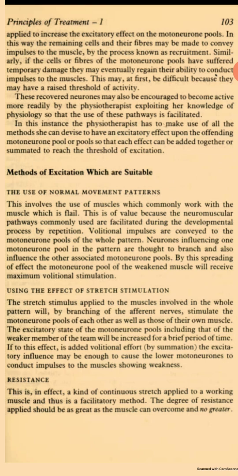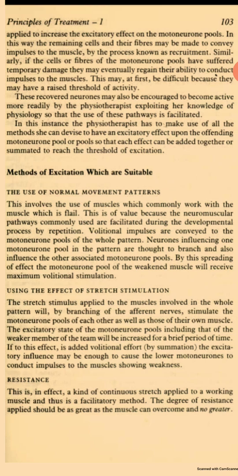Methods of excitation which are suitable: the use of normal movement patterns. This involves the use of muscles which commonly work with the muscle which is flail. This is of value because the neuromuscular pathways commonly used are facilitated during the developmental process by repetition. Volitional impulses are conveyed to the motor neuron pools of the whole pattern. Neurons influencing one motor neuron pool in the pattern are thought to branch and also influence the other associated motor neuron pools. By this spreading of effect, the motor neuron pools of the weak muscle will receive maximum volitional stimulation.